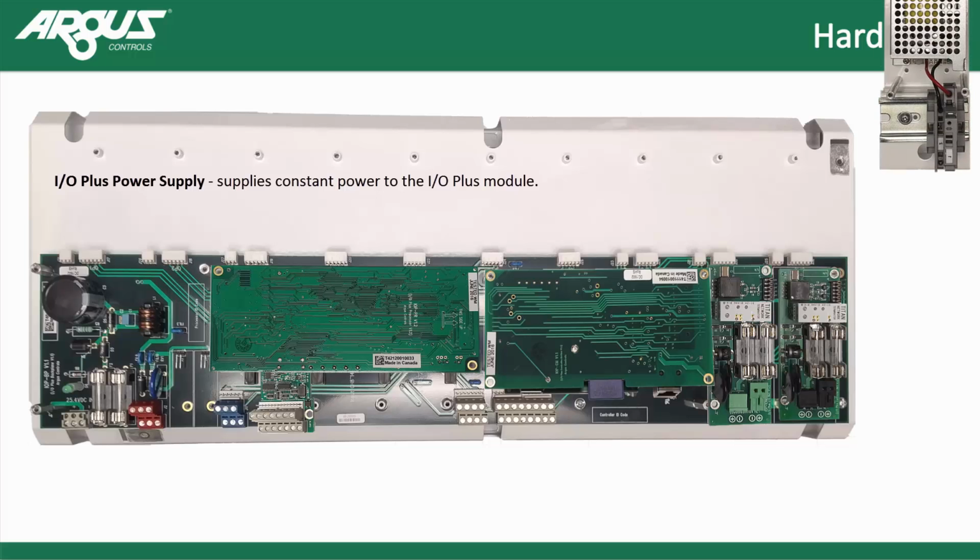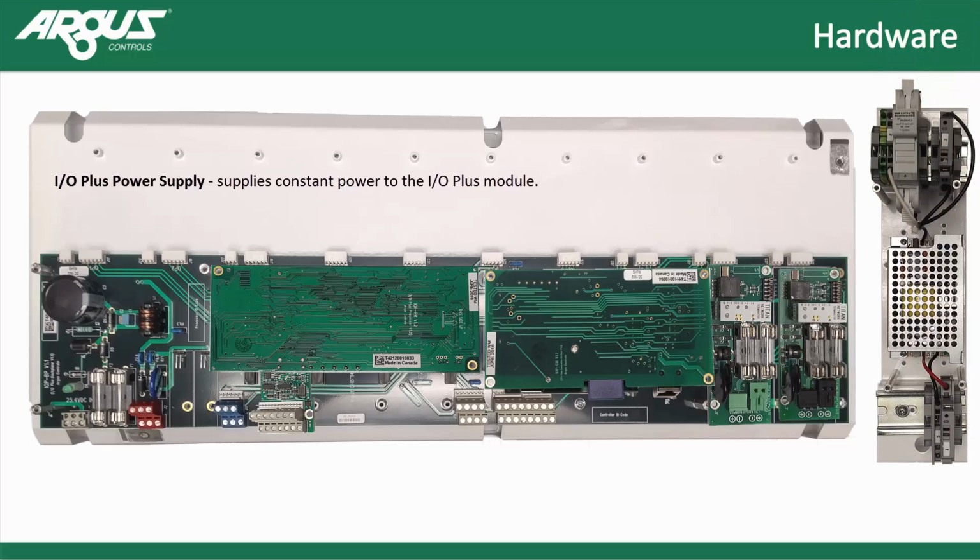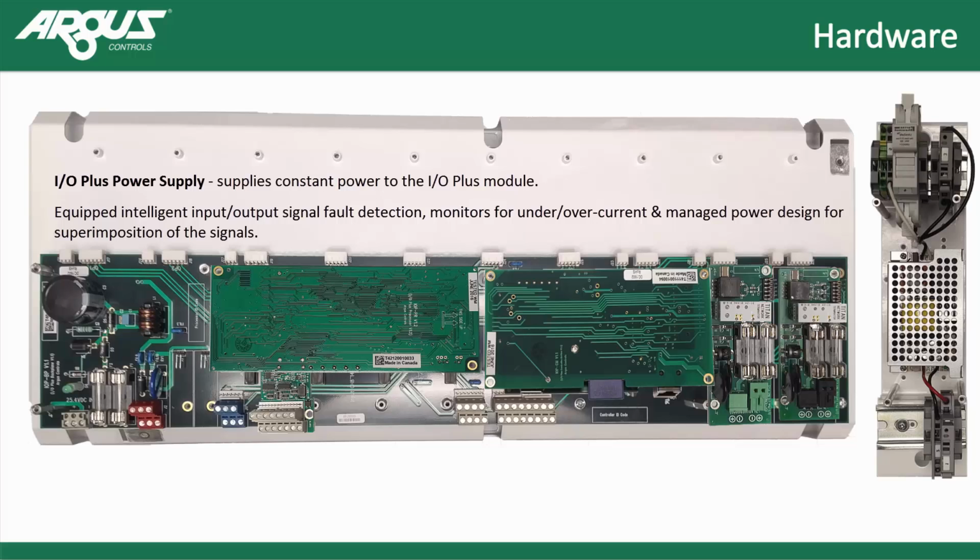Power supply. The Titan I/O Plus network power supply provides constant power to the Titan system. It's equipped with intelligent input-output signal fault detection, and each power supply monitors for under/over current conditions to protect the other devices on the network. Managed power design enables superimposition of the communication signals using a 2-wire connection to each node on the network. Each I/O Plus power supply powers one I/O Plus module.